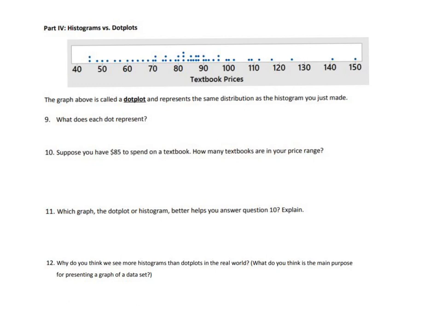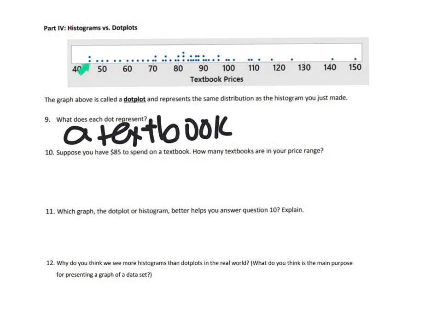Okay, now we're moving on to dot plots. So your graph above is called a dot plot. You'll kind of recognize that it's the same problem. These are all the textbook prices, except you've got dots above them instead of having a bar. So each dot is going to represent the price of a book. It says, what does each dot represent? Basically, each dot represents a textbook. So this time, instead of having a bar to represent a group of books, each one of these is an individual book. So you can see individually what the prices for your books are.